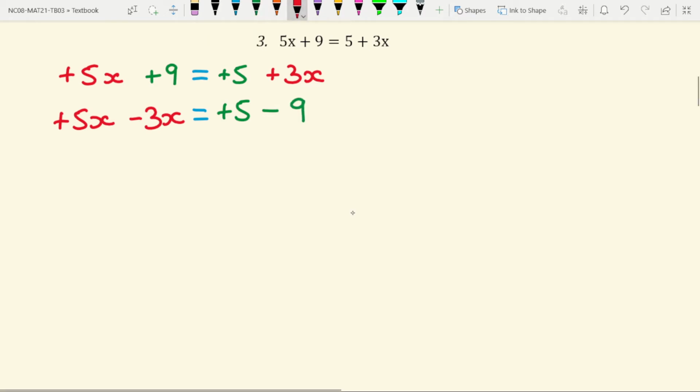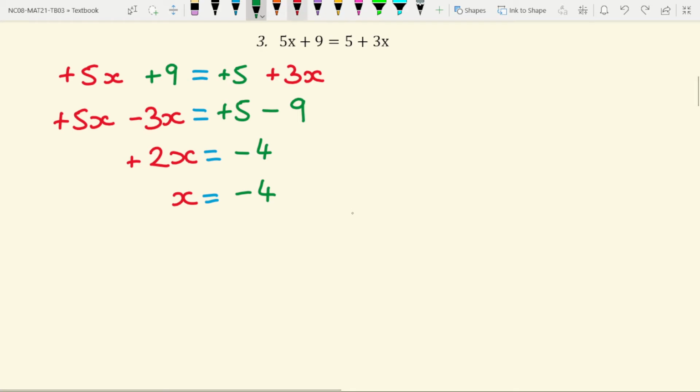So I obtained like terms. Plus 5x minus 3x will give us 2x, which is plus 2x. And it will be equal to plus 5 and minus 9, which is nothing but minus 4. So in order to get x, I have to transpose this plus 2. While transposing plus 2, I will not change its symbol, because plus 2 is not getting added to x. What is the relationship between plus 2 and x? It is getting multiplied. Plus 2 is the coefficient of x. So it is getting multiplied with x.